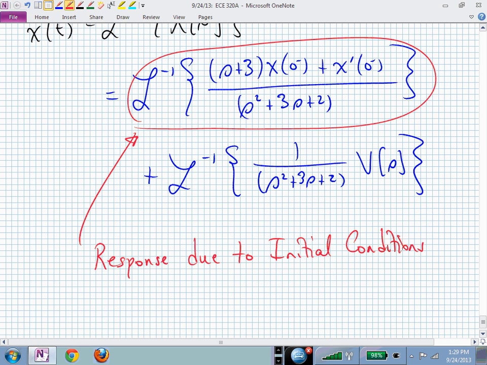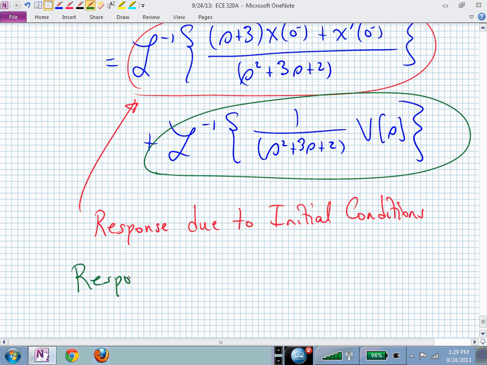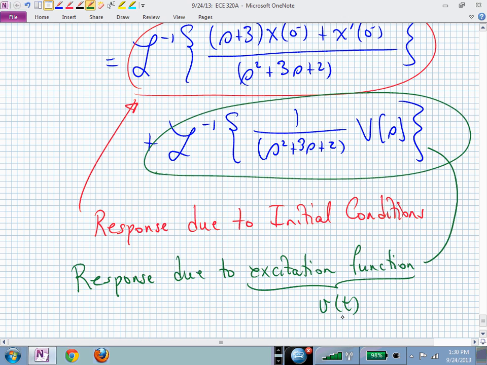But the second piece is the response due to the excitation source, little v of t. So the green circle is now our response due to the excitation function, where this was v of t. Questions on that?